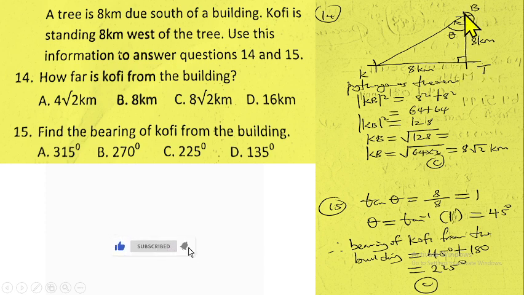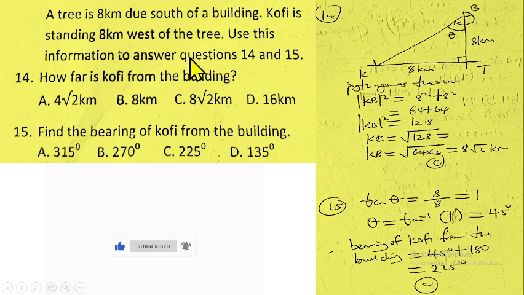So you just draw a line down, then draw a cardinal point to represent the location of the tree, and the distance is 8 kilometers. So Kofi is standing 8 kilometers west of the tree. This is the west of this. This is the tree and this is the west of it. So this is Kofi here, and you put the cardinal point to represent Kofi, also 8 kilometers.